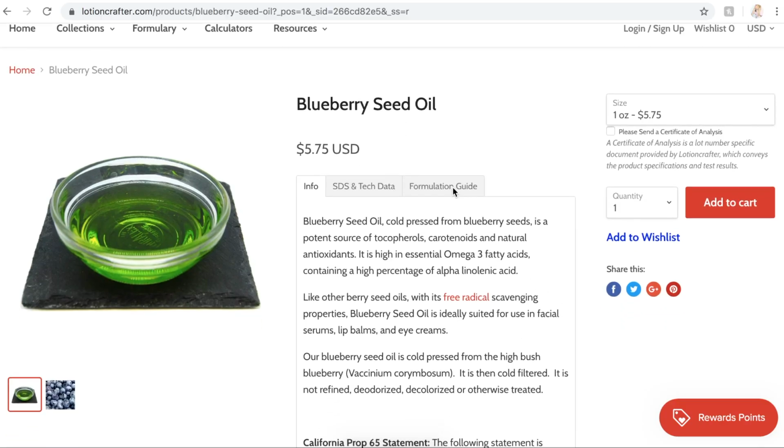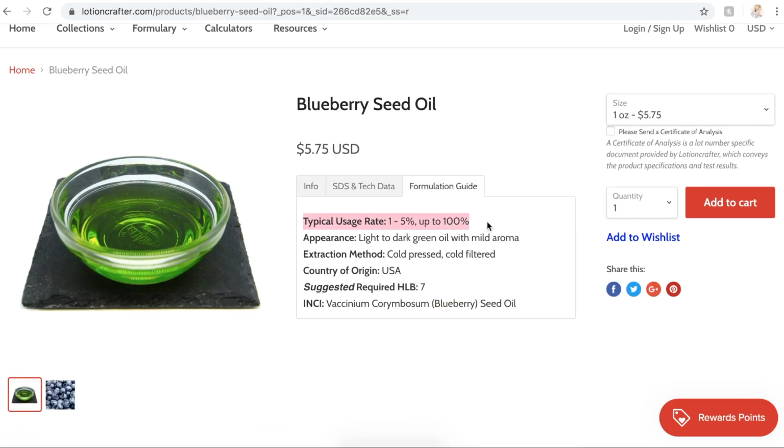Most oils have a suggested usage rate that is up to 100%. So most oils are safe to use at 100%. You can put them right there on your body, totally safe. There are some oils that have a typical usage rate, and these are more for those secondary oils we talked about earlier. I have some blueberry seed oil I purchased from Lotion Crafter, and this one has a typical usage rate of 1 to 5%, but it can be used up to 100%. So it's perfectly safe to use at 100%, but it's typically used at a lower percentage. If I were to use blueberry seed oil, I'd probably use it at 5% because it's a very expensive oil.